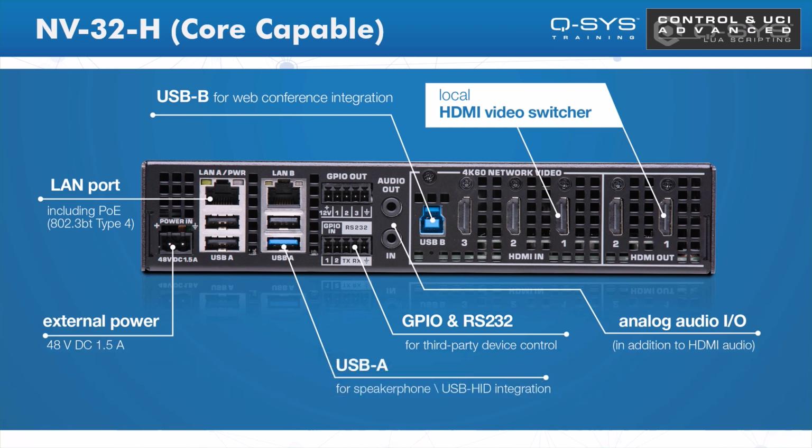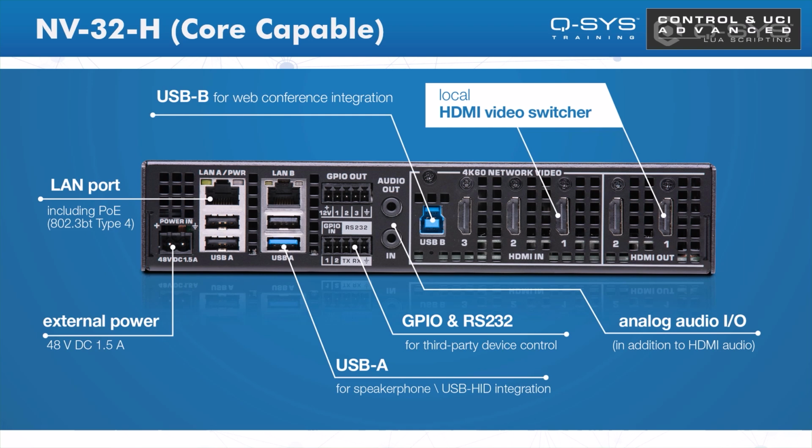Of course, when we think about boxes, we love to see the backside of boxes. And so here's the backside of the NV32H. As you can see, we've got the 3 HDMI in, the 2 HDMI out. We've also got the USB connections there for doing bridging. We've got GPIO in and out.